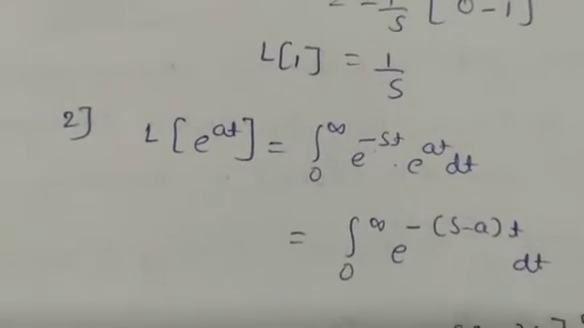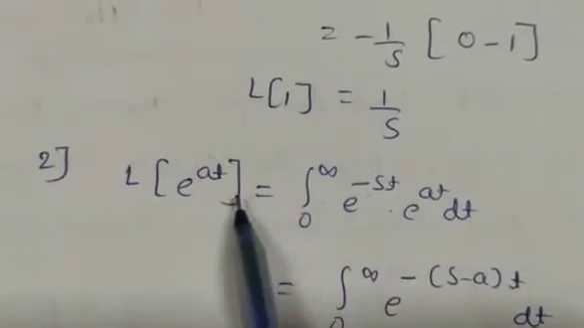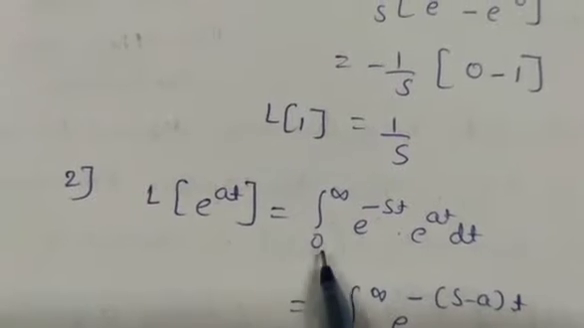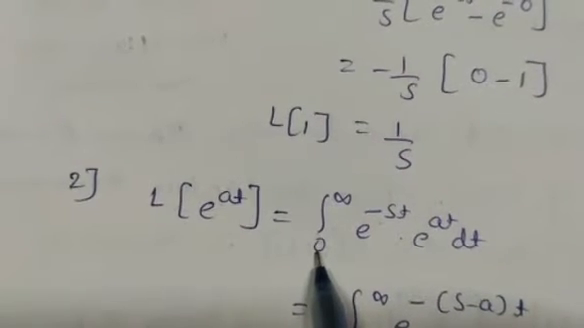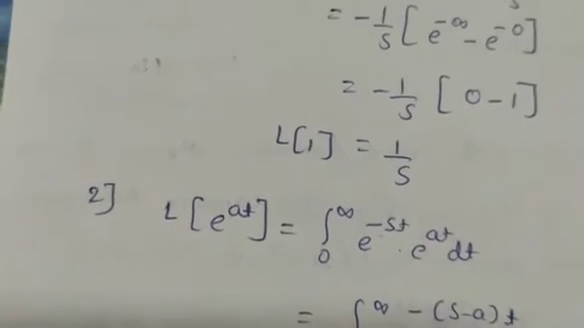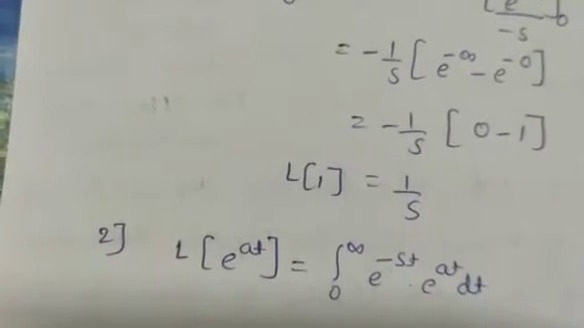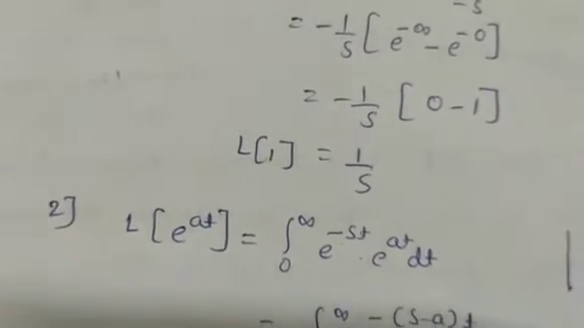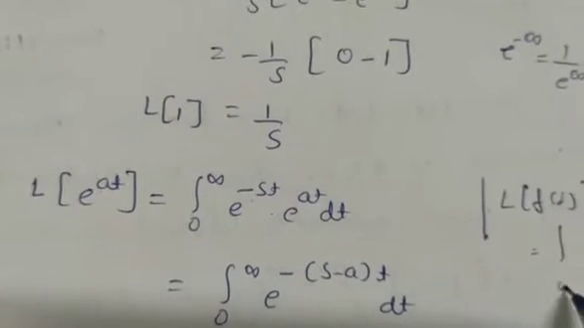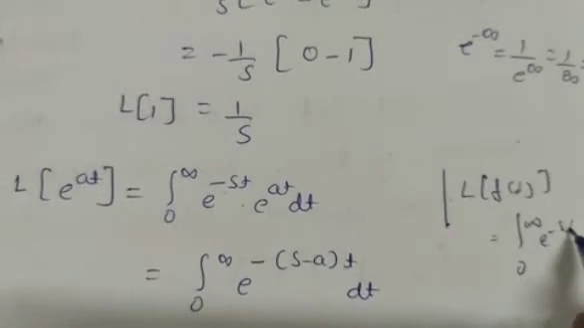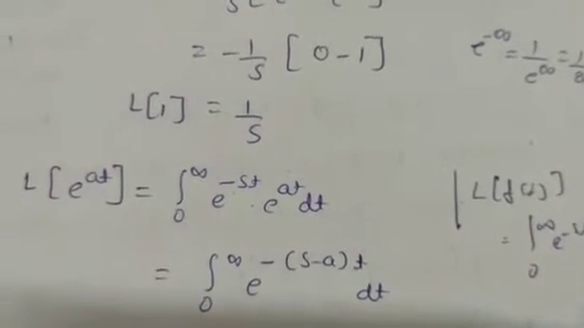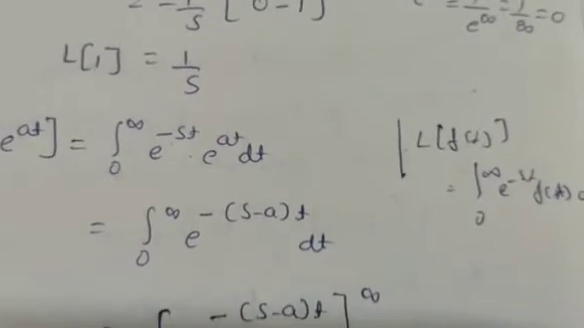Let us take one more. That is Laplace transform of e raised to at is equal to. So we know the definition again here, Laplace transform of f of t. L of f of t is equal to integration from 0 to infinity e raised to minus st f of t dt. Let us apply this definition in all the cases.